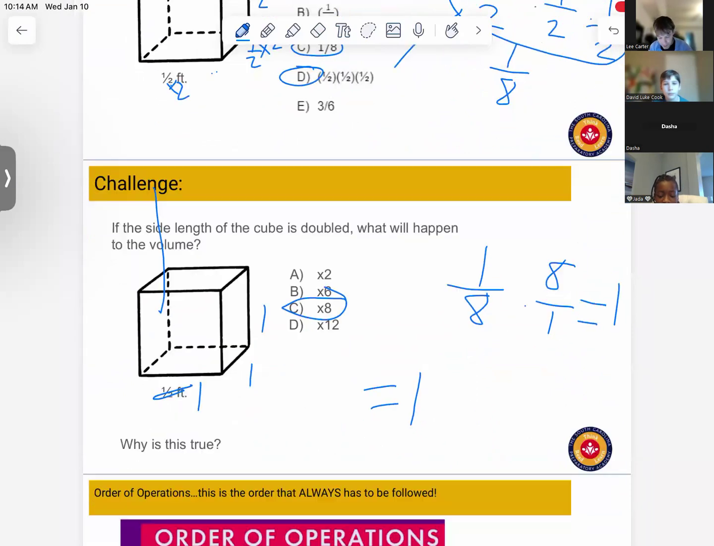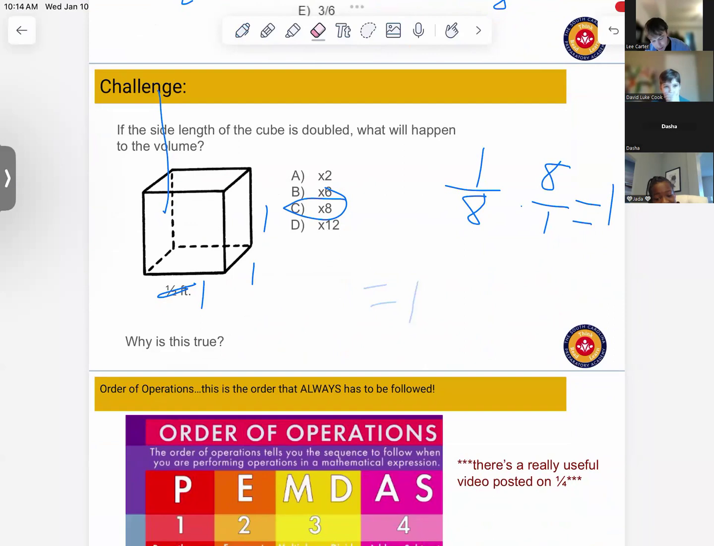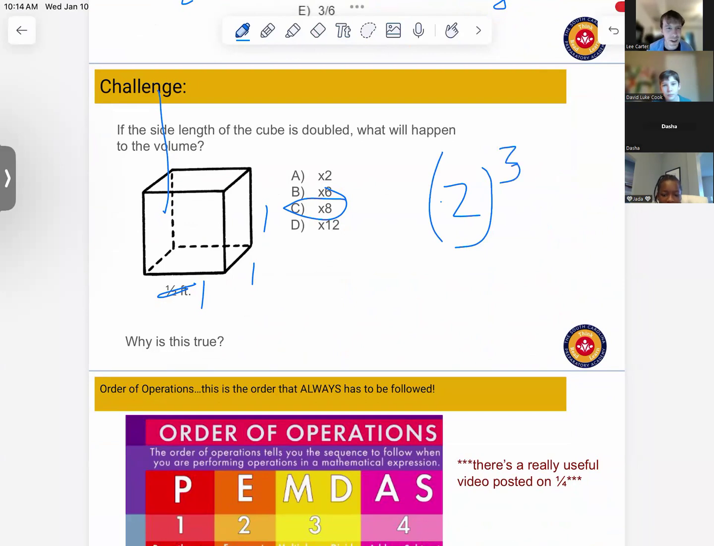So we did, if you think about it here, what we did is we did it times 2 but we did it times 2 3 times. So we did it times 2 to the third power, right? So if we did it times 2 to the third power, we did it times 2 times 2 times 2, which is 2 to the third power, which is 8. Does that kind of make sense there?